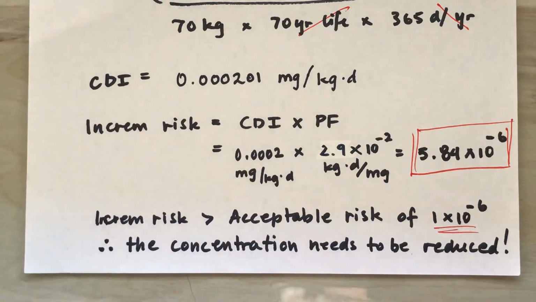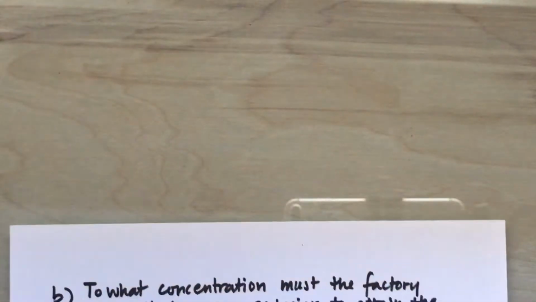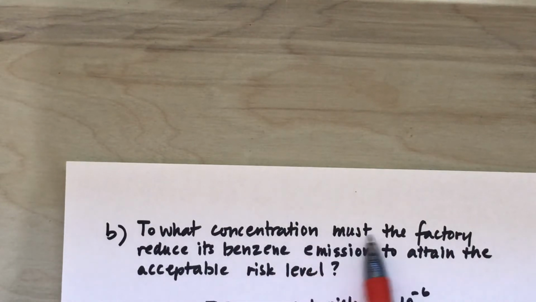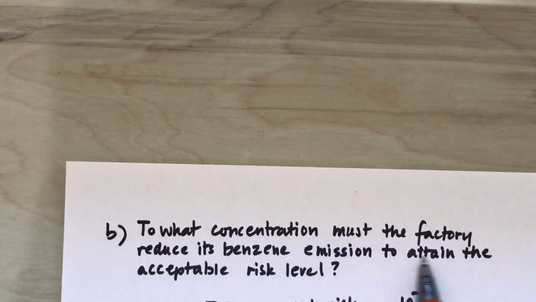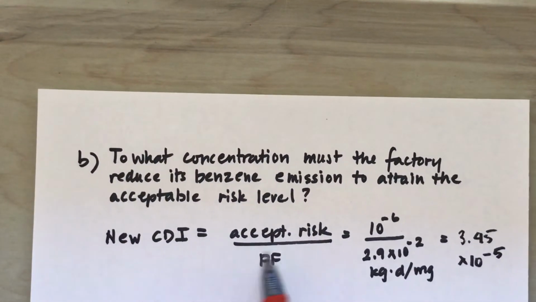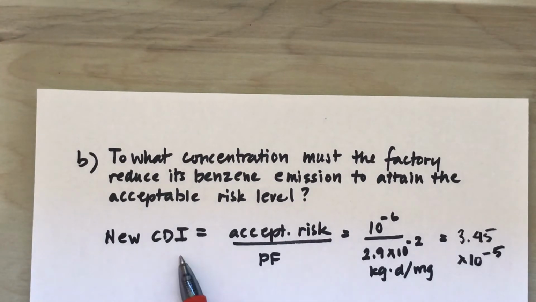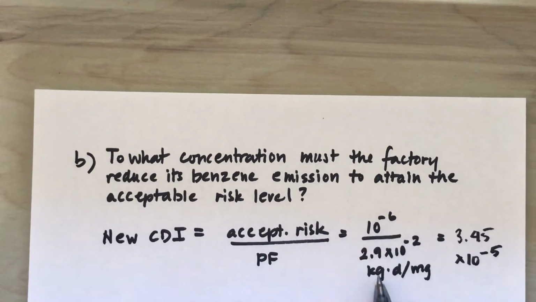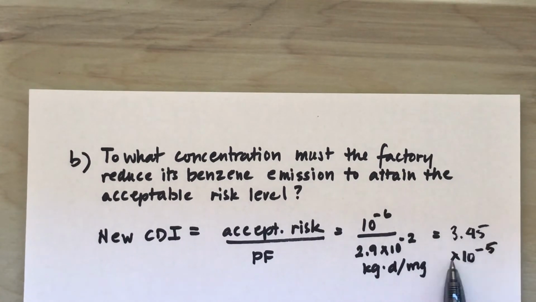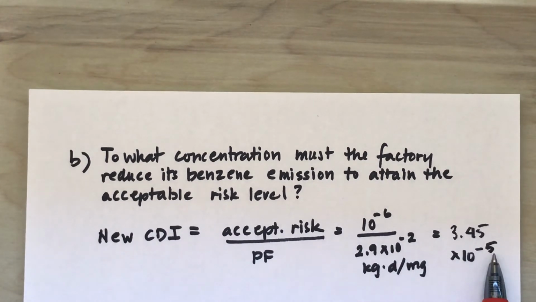Okay, so part B of this problem is just taking it in the other direction. So now we know we need to reduce it. To what concentration must the factory reduce its benzene emission to attain that acceptable risk of 10 to the negative 6, or 1 in a million? Okay, so we need to now calculate a new CDI. New CDI is going to be our acceptable risk divided by our potency factor for benzene. And new CDI is 3.45 times 10 to the negative fifth. So we're just working backwards.